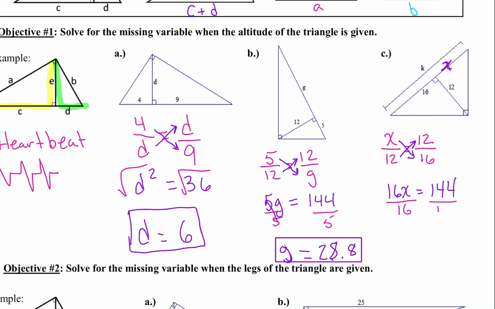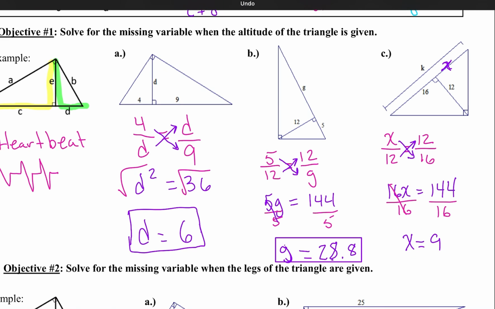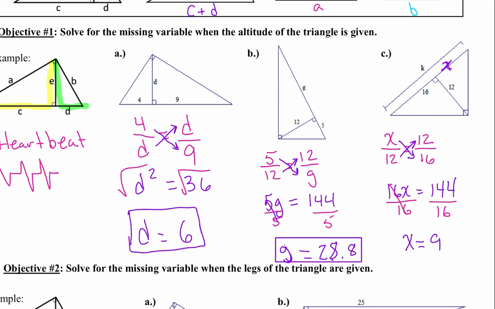Divide both sides by 16, and we're going to get X equals 9 here. Oh, wait, nope, we're not going to do that yet. Again, with this one, we know that now this X equals 9, but that's not what the question said. They wanted us to find the missing variable K.